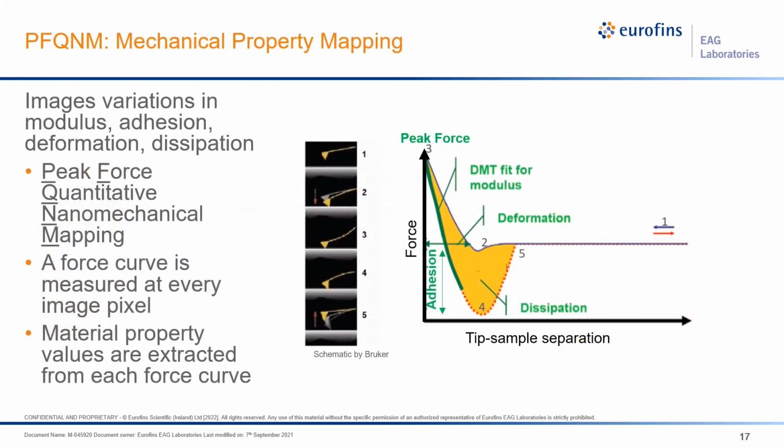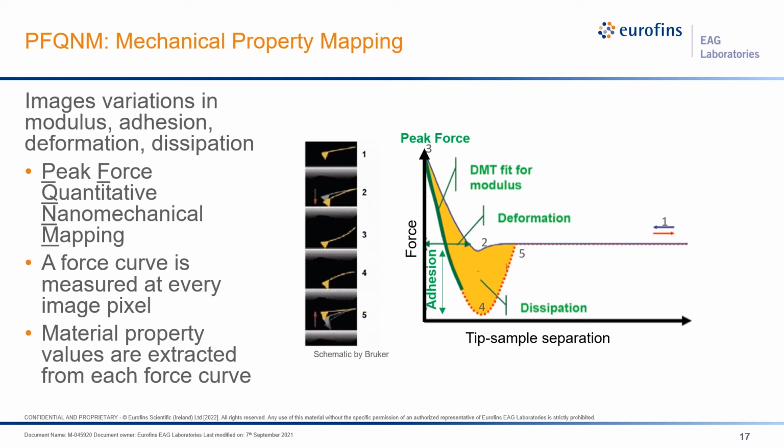Beyond basic topography, AFM instruments can map various mechanical properties. If you're familiar with AFM already, you may have heard of phase imaging, which was the original way to map mechanical properties. Phase imaging certainly did provide useful data and is still around, but the phase images were just a combination of several mechanical properties all lumped together.